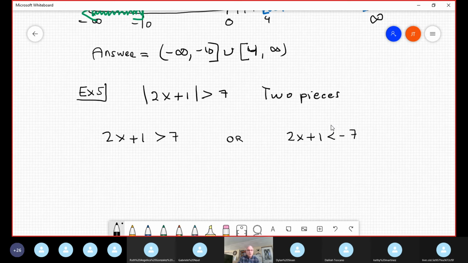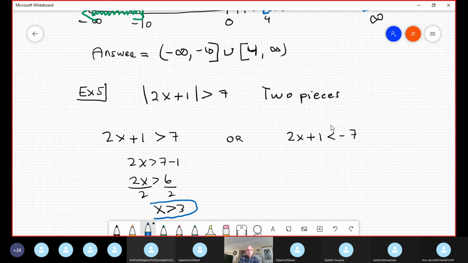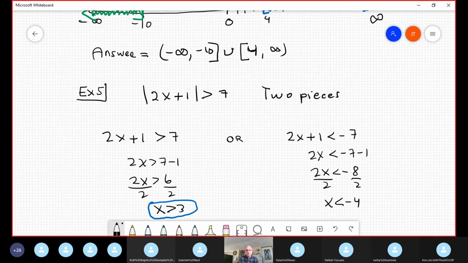How do you solve it? Easy. You solve it separately. 2x greater than 7 minus 1, which is 6, divided by 2, x greater than 3. And this is my first piece. And my second piece is 2x less than negative 7 minus 1. 2x less than negative 8, divided by 2. x is less than negative 4. And this is my second piece.